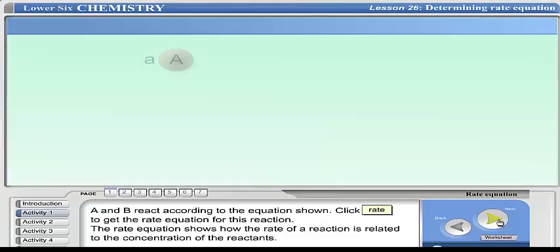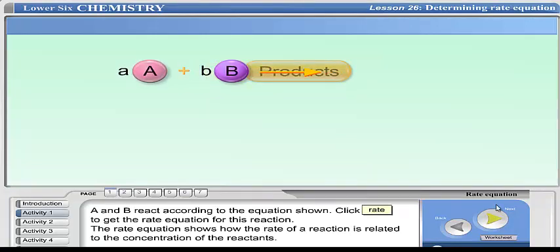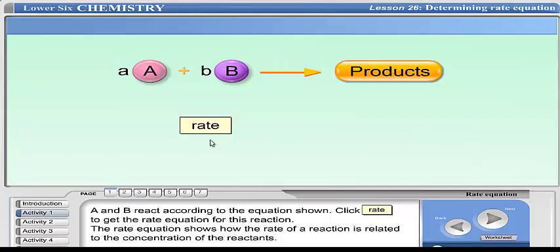A and B react according to the equation shown. Click Rate to get the rate equation for this reaction. The rate equation shows how the rate of a reaction is related to the concentration of the reactants.